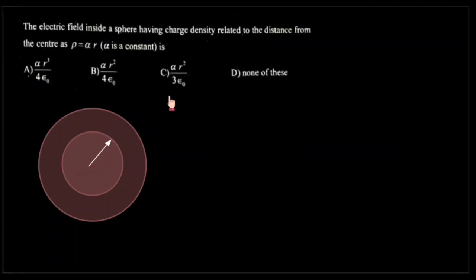Since we know the electric field due to a point charge, the electric field due to this point charge will be equal to kq by r square, right? So now due to this solid sphere, this E is equal to kq by r square again, right? But this k is k here, and what will this q be?